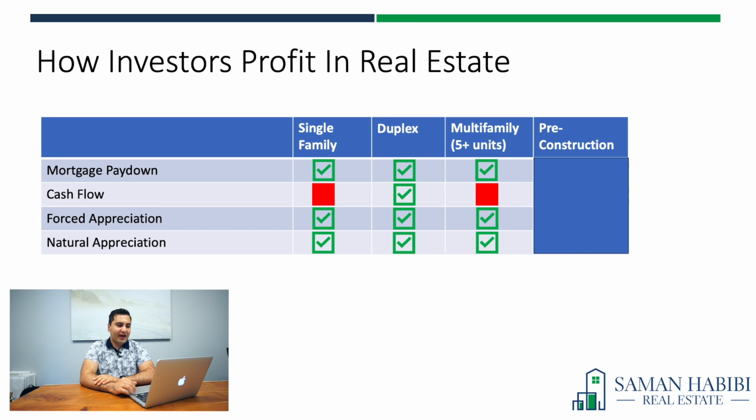So next, we have the multifamily properties. These are the 2-3 story apartment buildings with 5 units or more. Do you get mortgage paydown? Yes, because again, as we said, you have a tenant paying down your mortgage. The cash flow on these properties is initially no, because these are such high demand properties that you purchase at a high price and at a very low cap rate.